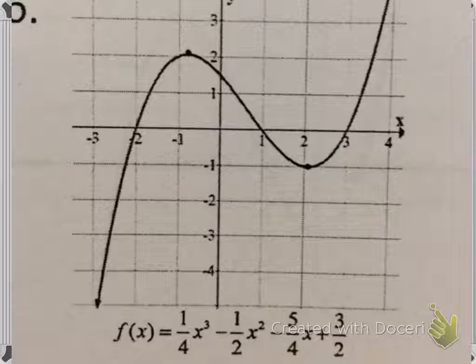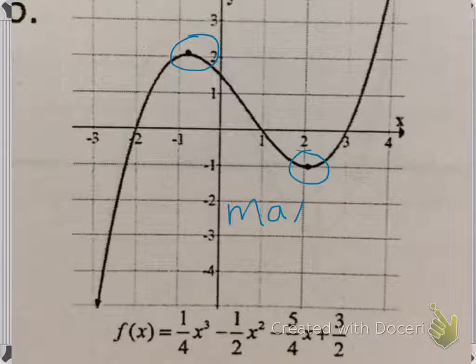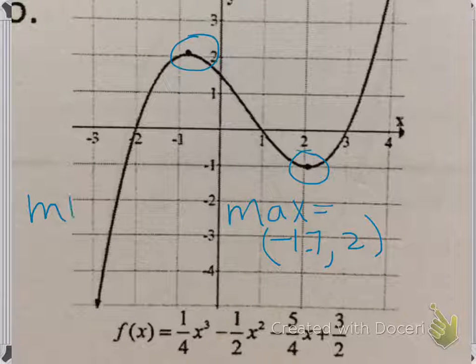So on this example right here, we have a maximum here and we have a minimum here. The maximum's ordered pair will not be exact here. We're going to have to guess what that is. So maybe -1.7 or 1.75, however you want to call that ordered pair, and then up at 2. And then we have a minimum value that we're going to do the ordered pair for, and that would be at 2, -1.